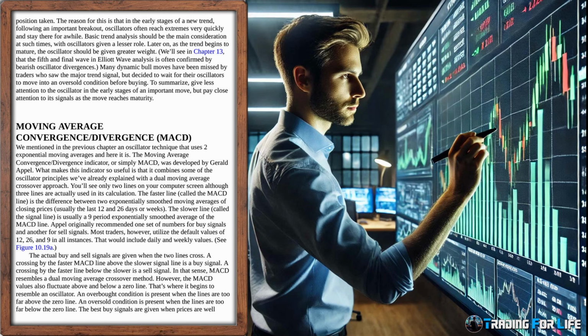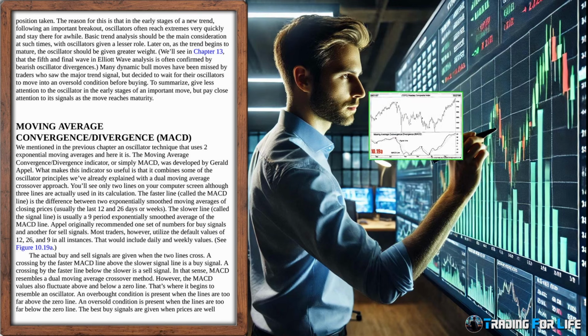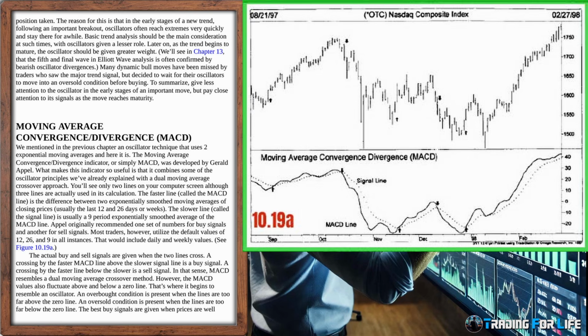Appel originally recommended one set of numbers for buy signals and another for sell signals. Most traders, however, utilize the default values of 12, 26, and 9 in all instances. That would include daily and weekly values. See Figure 10.19a. The actual buy and sell signals are given when the 2 lines cross.